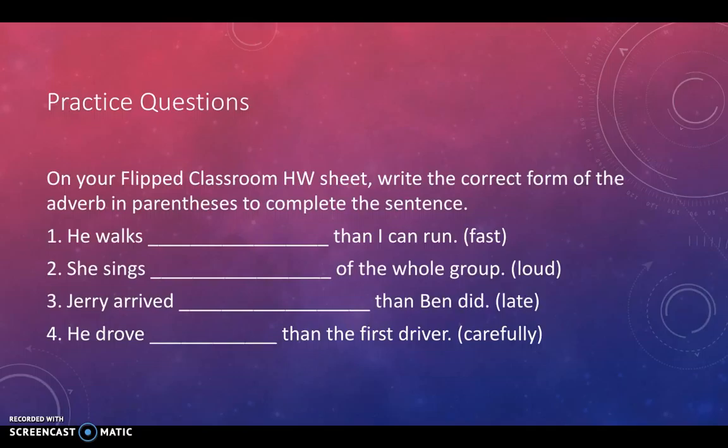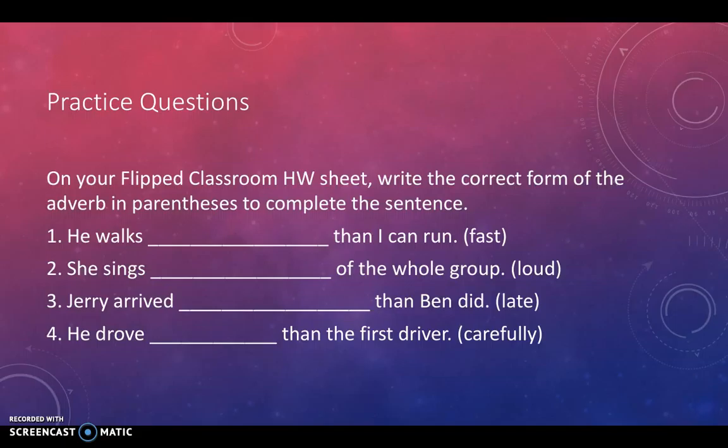Here is your homework. Pay attention. They are not all superlative adverbs. Sometimes they are just comparative. For example, number 1, they're only comparing two things. He walks and I run. Those are two actions. That's a comparative. That's when you add er or more.